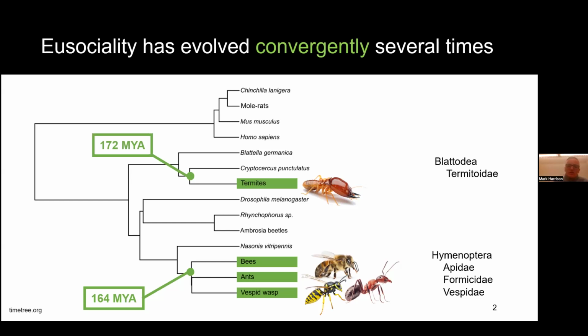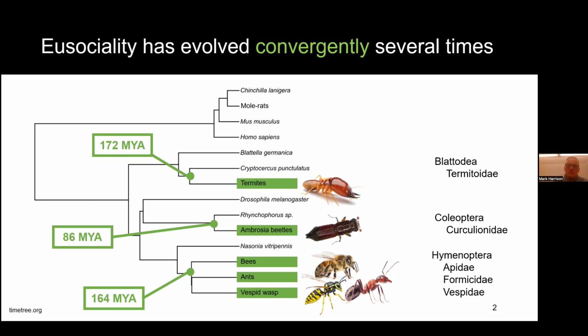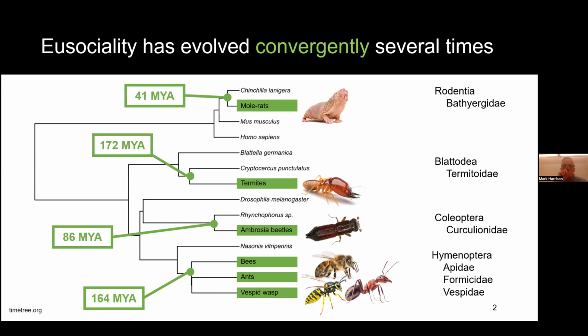But we also have eusociality in beetles. The ambrosia beetles are at least one species which could be defined as eusocial. And of course, there are weevils, called Cleonidae. But also outside of insects, we have eusociality within the rodents, the mole rats.